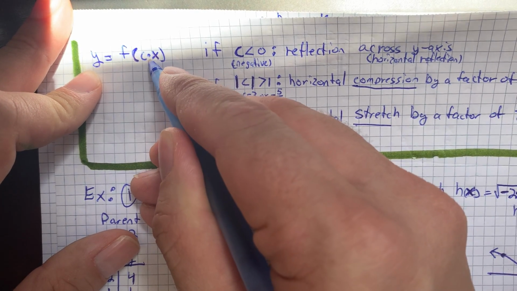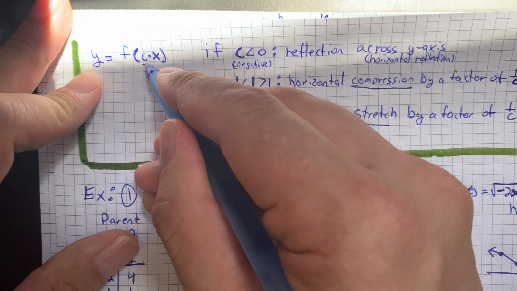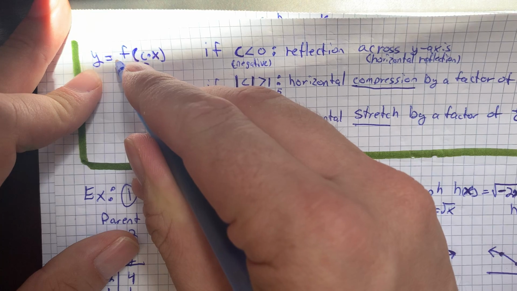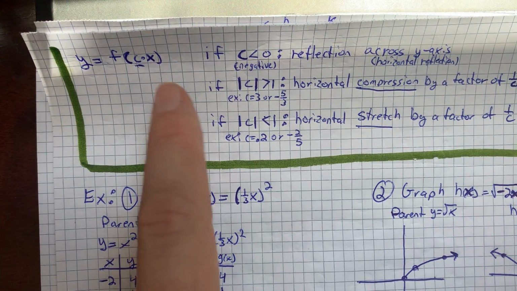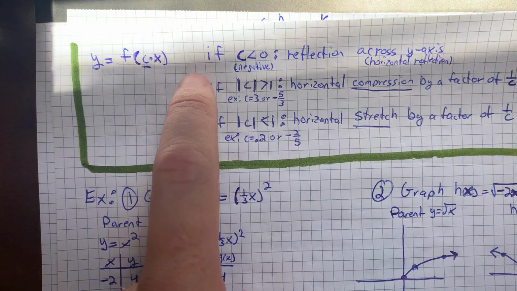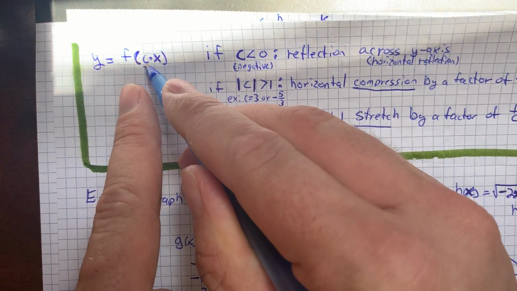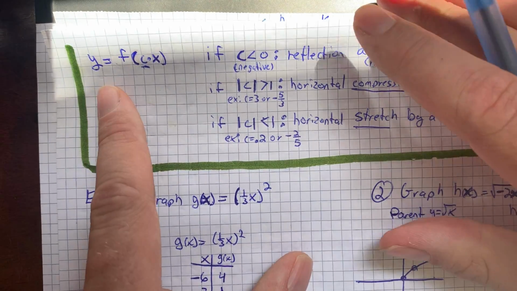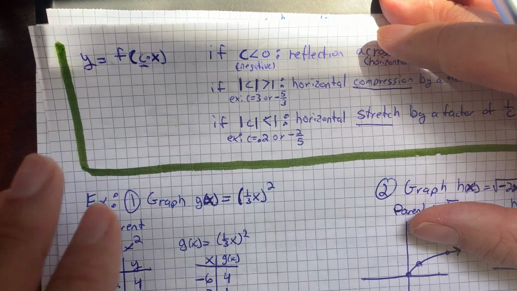Here we are multiplying x by a number, C, in general, is what we call it. This is different from multiplying on the outside. Just like when we added or subtracted something inside of the parentheses, it was a horizontal shift instead of a vertical shift, if we multiply by something inside the parentheses instead of outside the parentheses, it will have a horizontal effect on the graph instead of a vertical effect.